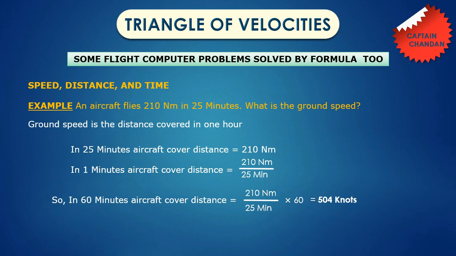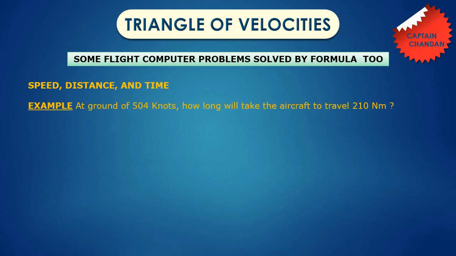We'll take a second example. At a ground speed of 504 knots, how long will it take the aircraft to travel 210 nautical miles? We have to find the time in this question. So 504 nautical miles distance is covered in 60 minutes. I will give you a golden rule. Why do I put 60 minutes time on the right side and distance on the left side? Because if you read the question, it is asking that you find the time. So whatever we have to find, time here, we put on the right side. Like 504 nautical miles distance covered in 60 minutes.